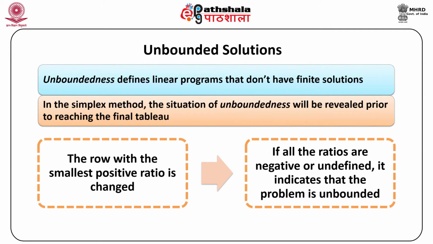In the simplex method, the situation of unboundedness will be revealed prior to reaching the final tableau. The problem will be manifested when trying to decide which variable to remove from the solution mix. As seen earlier, the procedure is to divide each quantity column number by the corresponding pivot column number. First, the row with the smallest positive ratio is changed. Second, if all the ratios are negative or undefined, it indicates that the problem is unbounded.